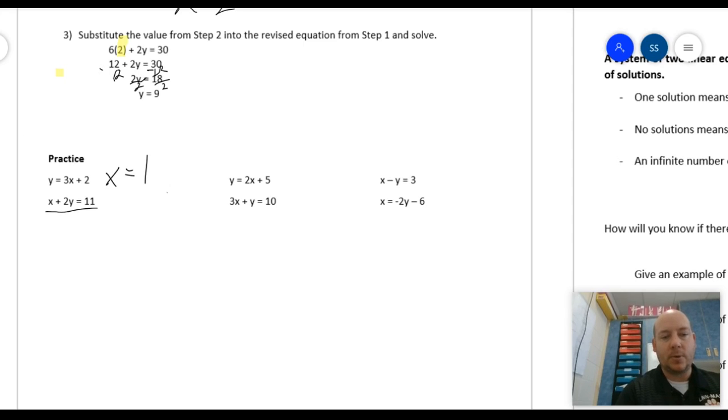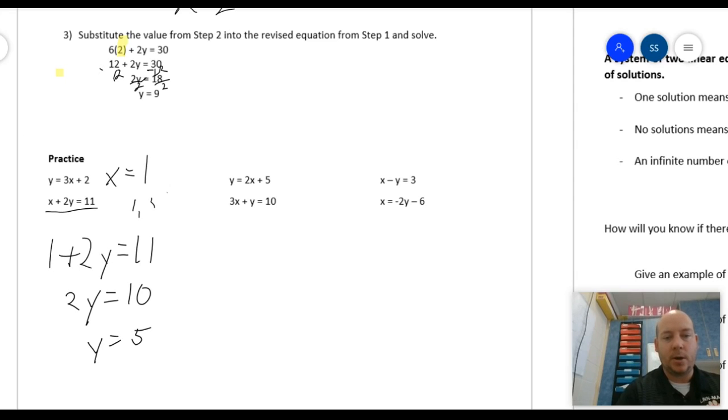So I'm going to use the second one to figure out what y is, and then the next one I'll show you how to use the other one. Okay, so x I'm going to replace with 1. 1 plus 2y equals 11. Okay, take away 1 from both sides, 2y would equal 10. Divide both sides by 2, y would equal 5. Okay, so I know my x value, my y value, so my solution would be 1, comma 5.